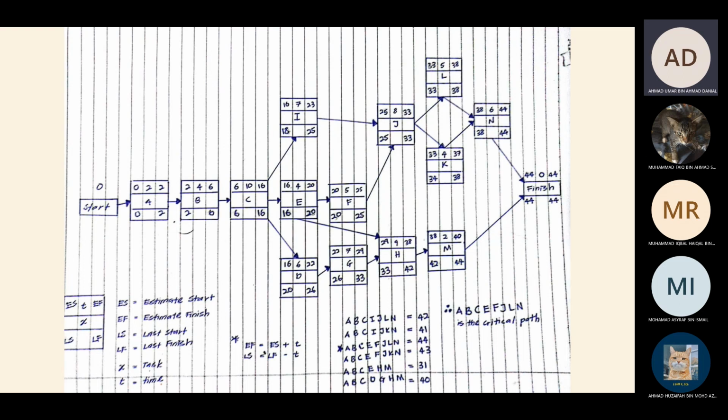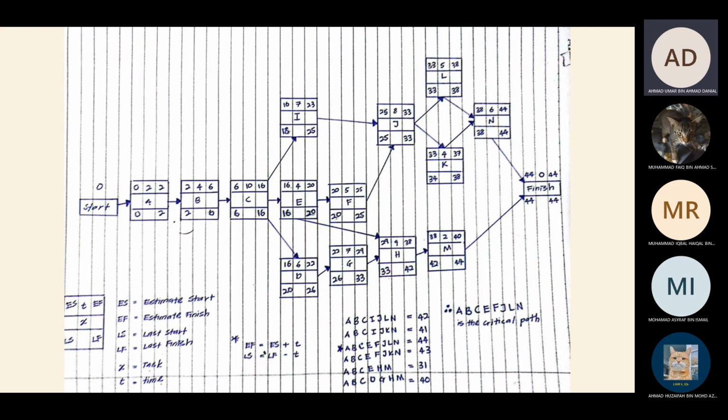In order to see the progress, first thing first, we need to find the estimate finish. So to find the estimate finish, we need to take the estimate start plus the time. The time is given in each of the activity code. Then we get 44 days.